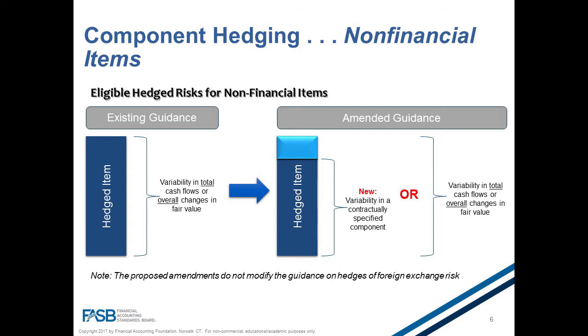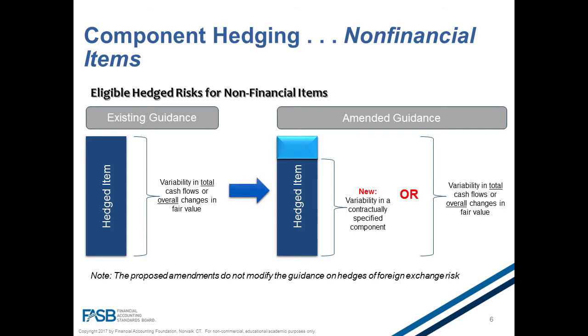In the new rules, the board said as long as the risk is specified within a contract, it could be carved out and hedged. So what that means is that as long as the component price of the corn could be specified separate from the other costs, the hedged relationship can qualify. And this really wasn't possible under the previous rules.